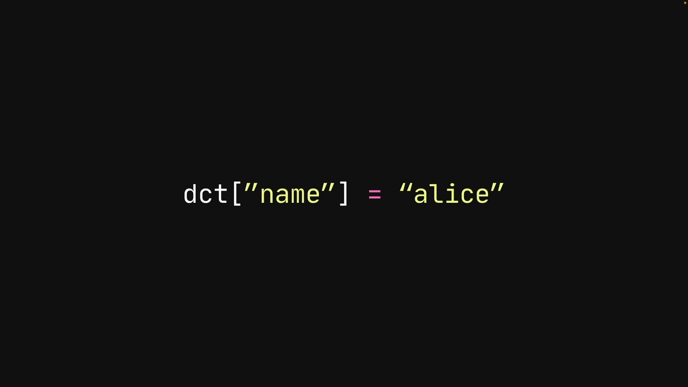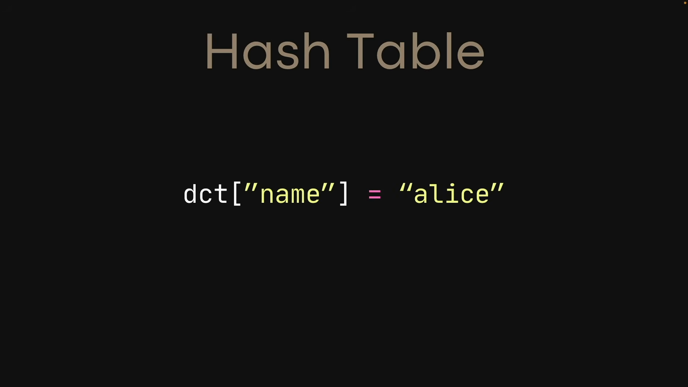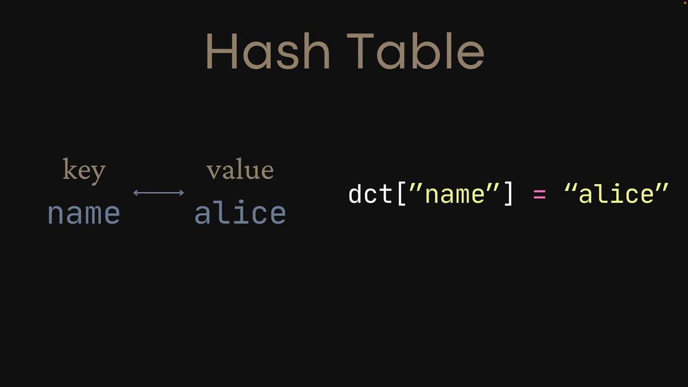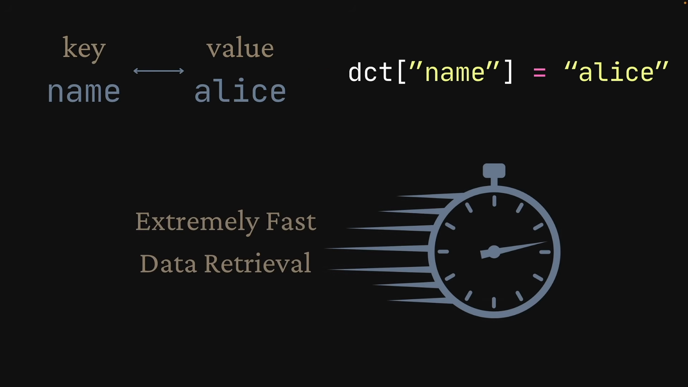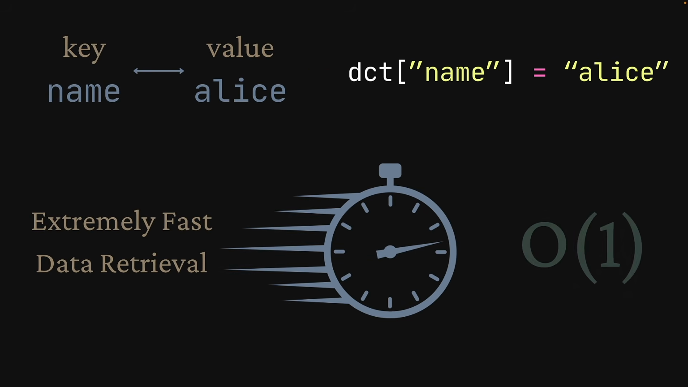If you've ever used a Python dictionary before, then you've used a hash table, which is a data structure that stores key value pairs and provides extremely fast data retrieval at big O of 1 on average. Today, we'll learn how hash tables work internally and why we are able to get such fast access times.